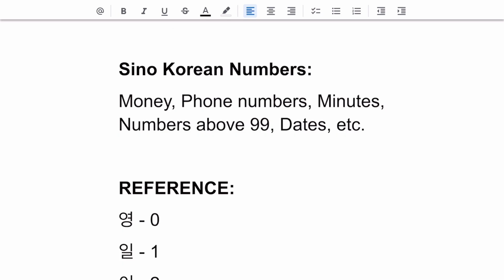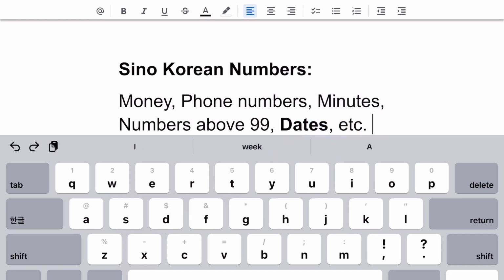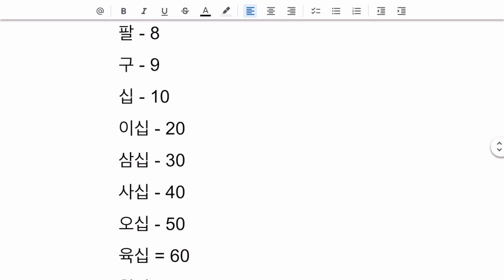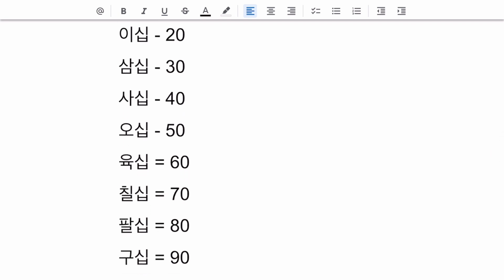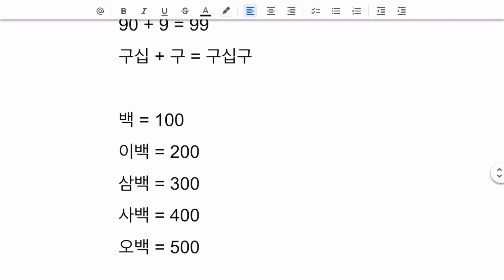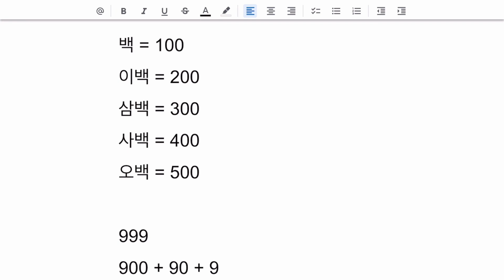There are 2 different number systems, native and Sino. Today, as you can see here, I listed all the times when we use these. Today, we're using it for dates. So we just did 1 through 10, really. So I'll skip down to 20. For 20, 30, 40, and up, you want to put ship as the ending. So 2 times 10, 20, 3 times 10, 30, all the way down, 40, 50, 60, 70, 80, 90, and then we have 99. 99, 90 plus 9.